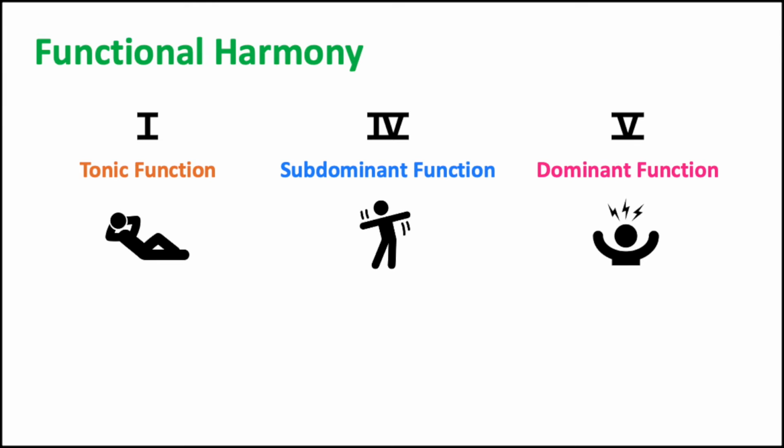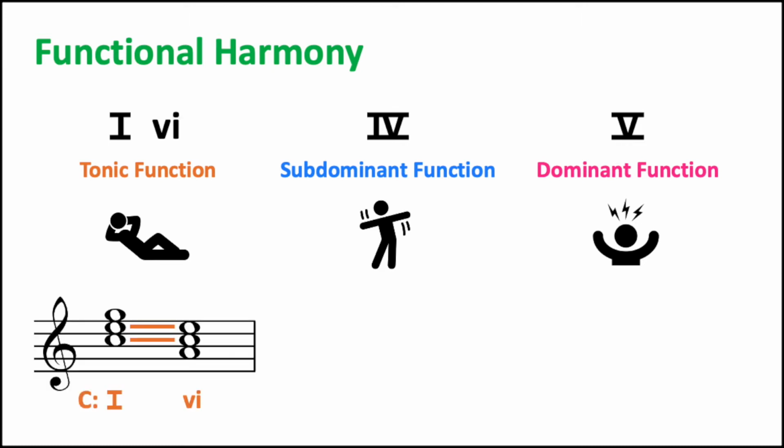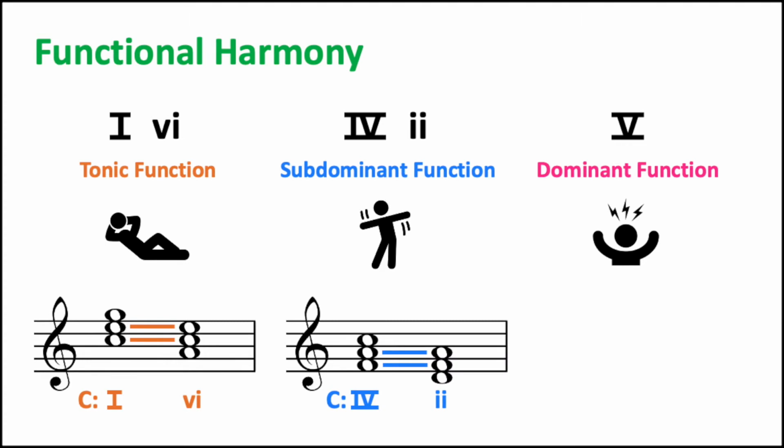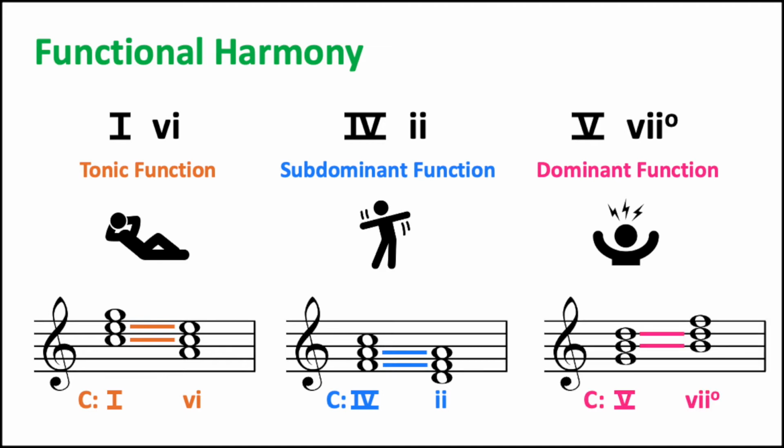Each of these chords also has a secondary substitute. Chord 6 has tonic function, as this chord closely resembles chord 1. Chord 2 has subdominant function, as these chords also contain 2 common notes. Chord 7 has dominant function and can be used to substitute chord 5.